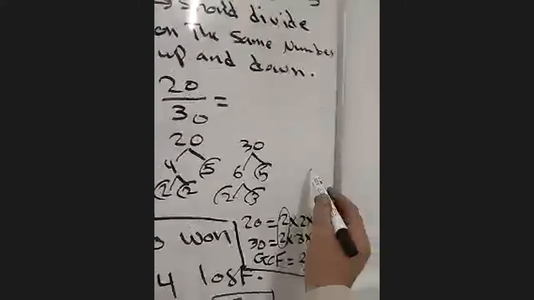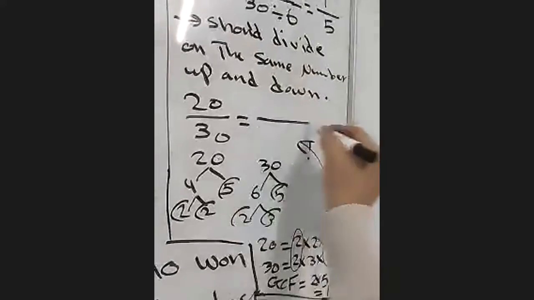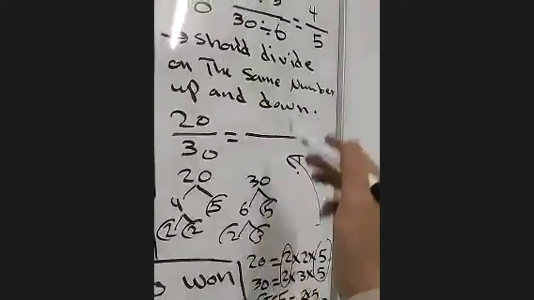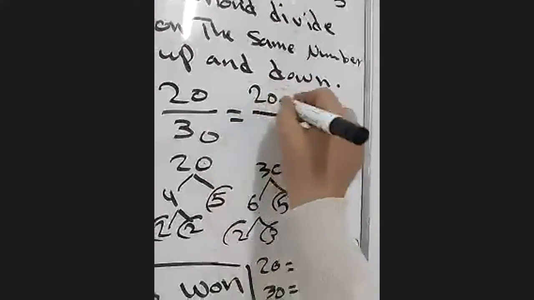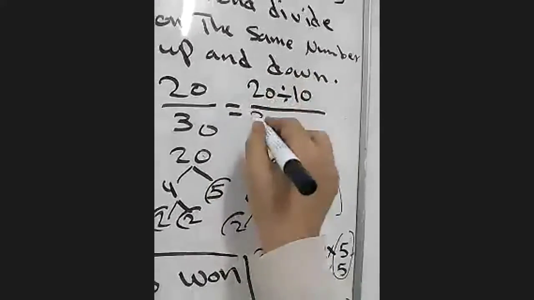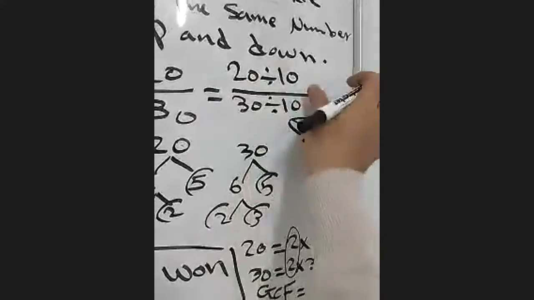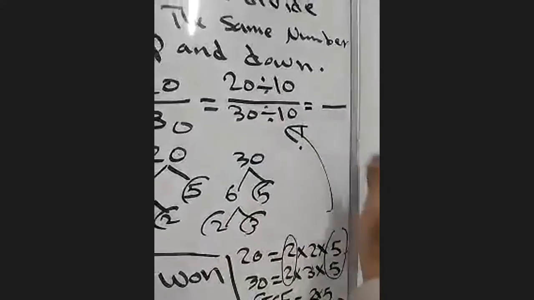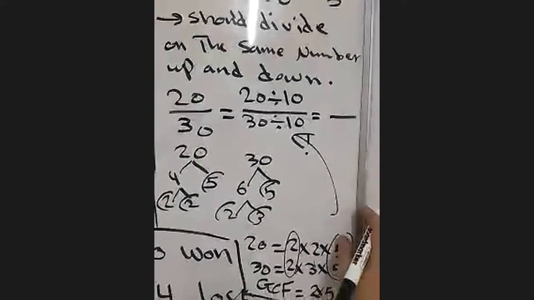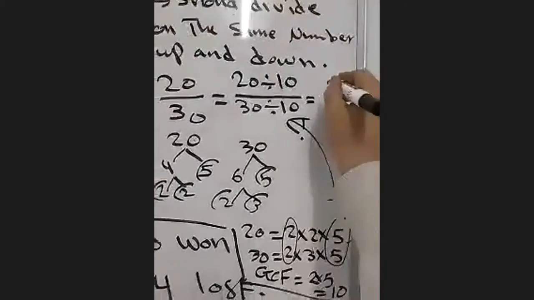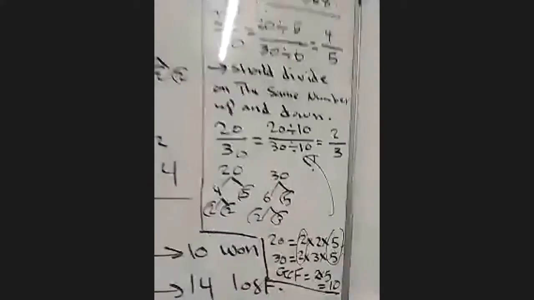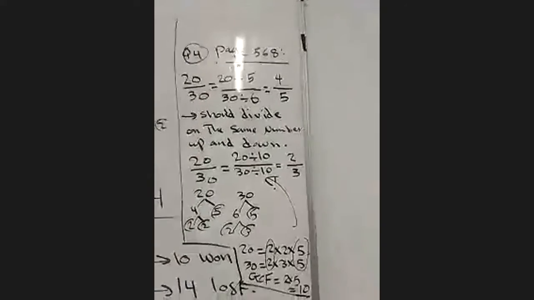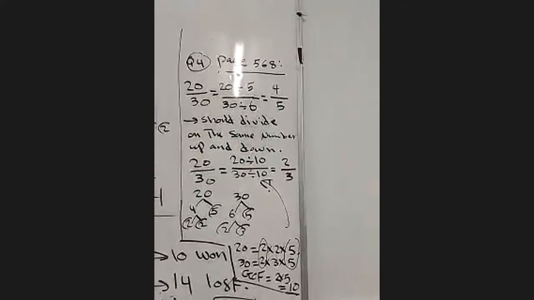I will go back to my question here and find the correct simplest form. So I will divide up and down on what? On 10. Excellent. So 20 divided by 10 and 30 divided by 10, and this is equal to up how much? 2. Down 3. This is question 4, guys. It's a problem solving also.